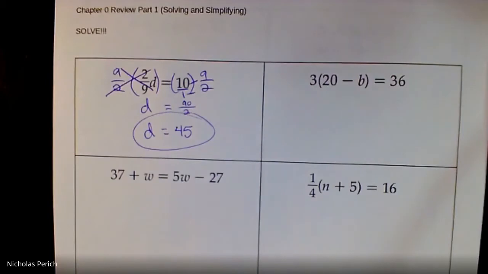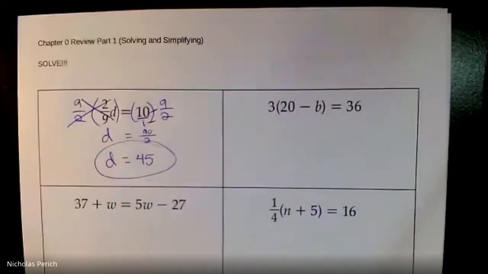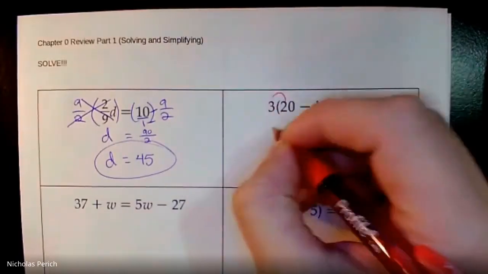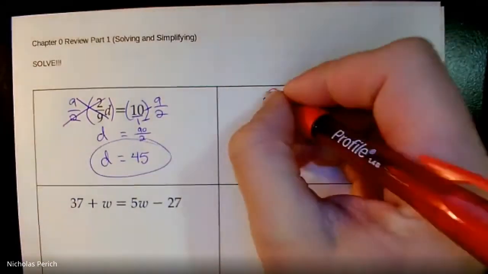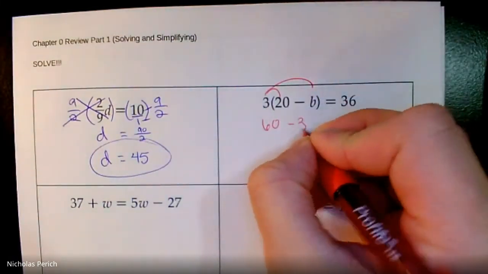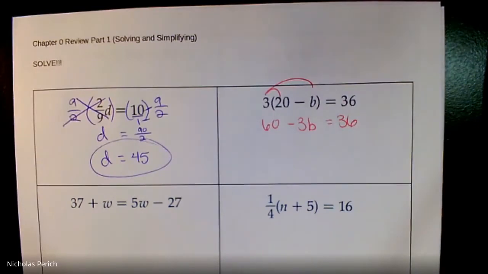Very good. What property do I do first to begin the problem on the right? Distributive. Sure do. Two of our friends jumped in on that one. So I got 3 times 20, which is 60. And I got 3 times negative b, which is negative 3b. And that equals 36. Is b all by itself?